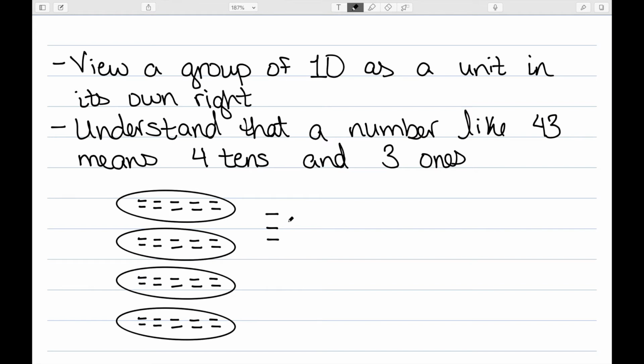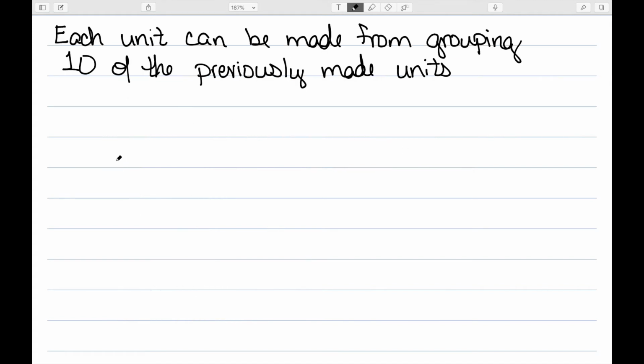And we can continue this to the idea of 100. We would bundle up 10 of these groups of 10. For 1,000, we would bundle up 10 of the groups of 100, etc. When we think of it like this, each unit can be made from grouping 10 of the previously made units. And when we write our numbers, increasingly large units are represented in successive places to the left. So we write the largest unit to the left down to the smallest unit.